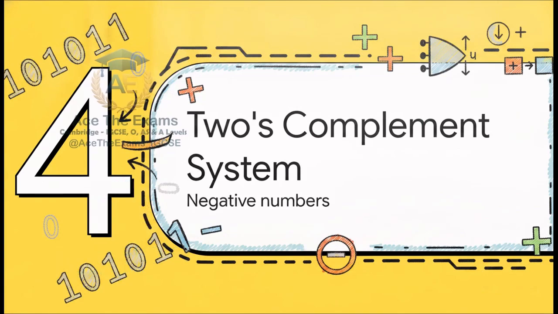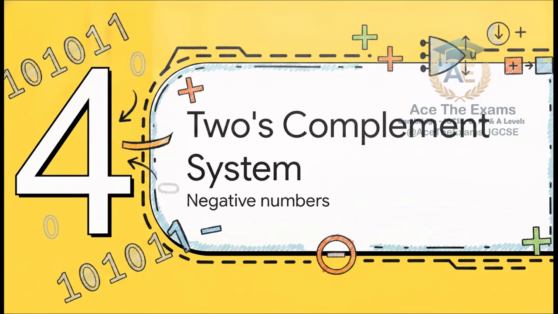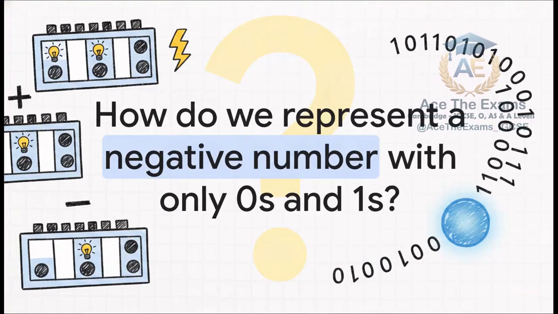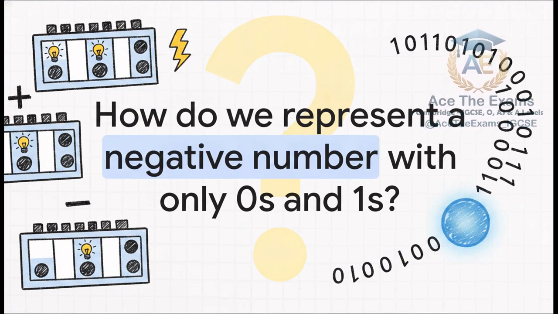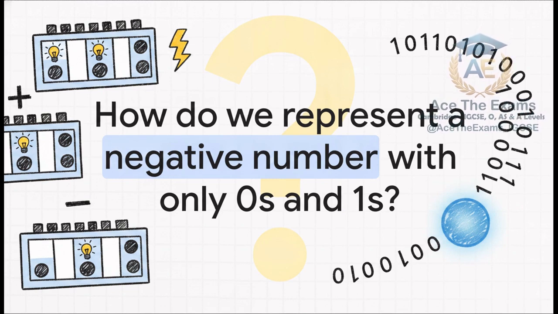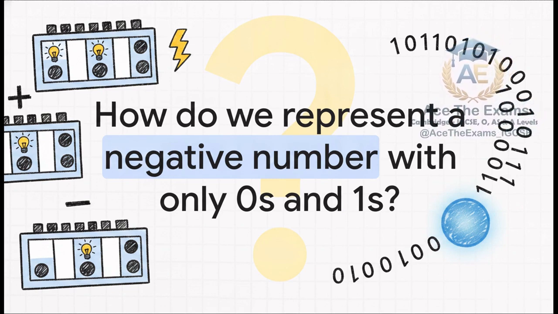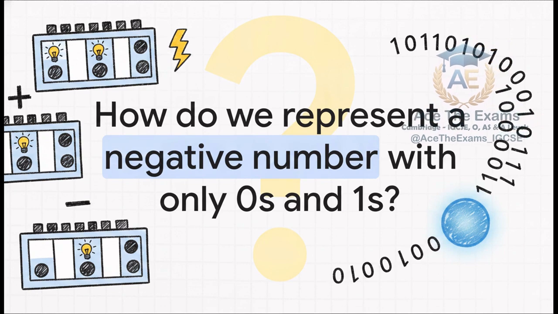On to Section 4, the 2's complement system. We've totally mastered positive numbers and basic math, but let's throw a wrench in the works. Think about this for a second. If a CPU hardware register literally only understands an electric charge as on or off, how on earth can it possibly comprehend a negative number? I mean, there's no physical state for minus, right?